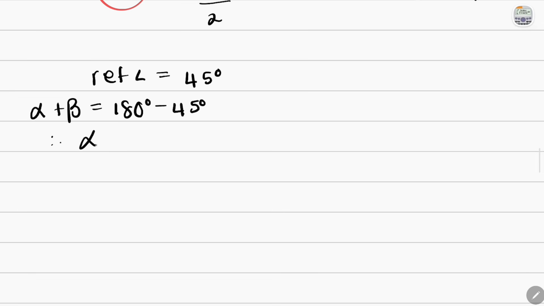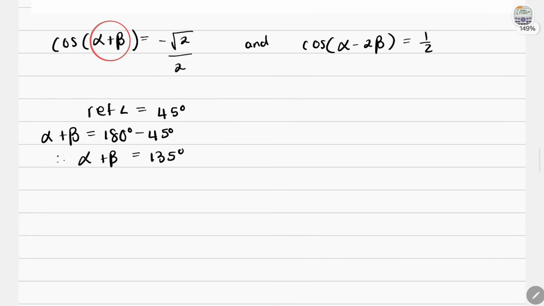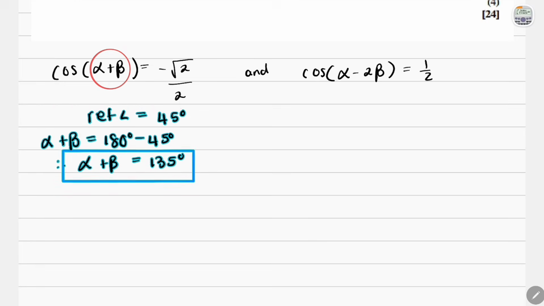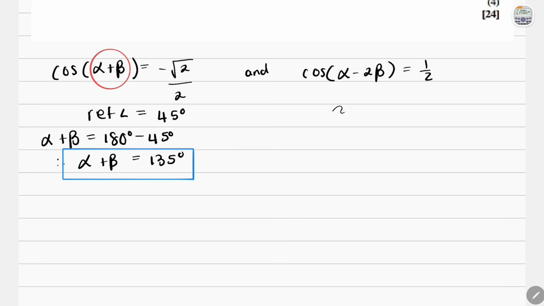So this is what we have. Currently, alpha plus beta is just equal to 135 degrees. This is our first equation. We'll probably have to make something a subject, but we'll see. Let's continue with this side. If you were given a trig equation cos of alpha minus 2 beta is equal to a half, you would need to find the reference angle first, just like we did here. So let's find that reference angle.